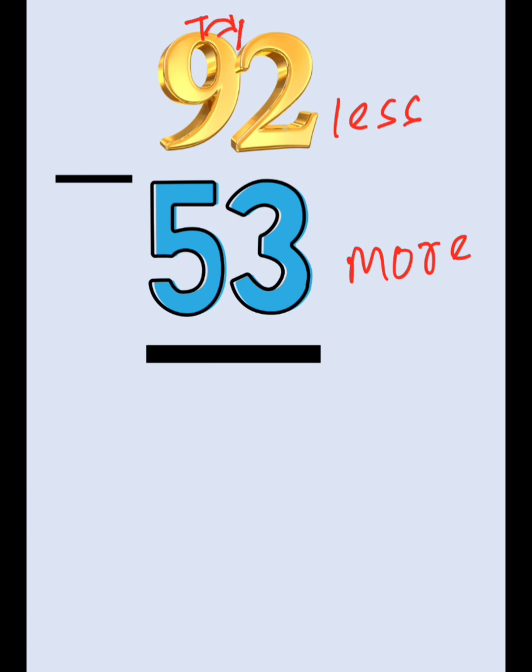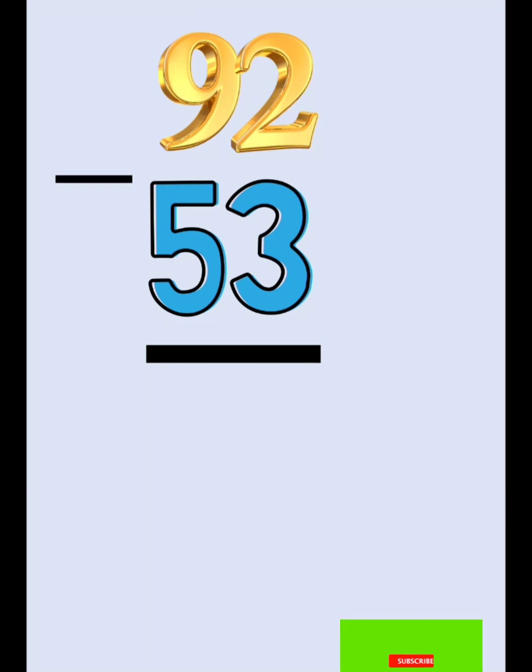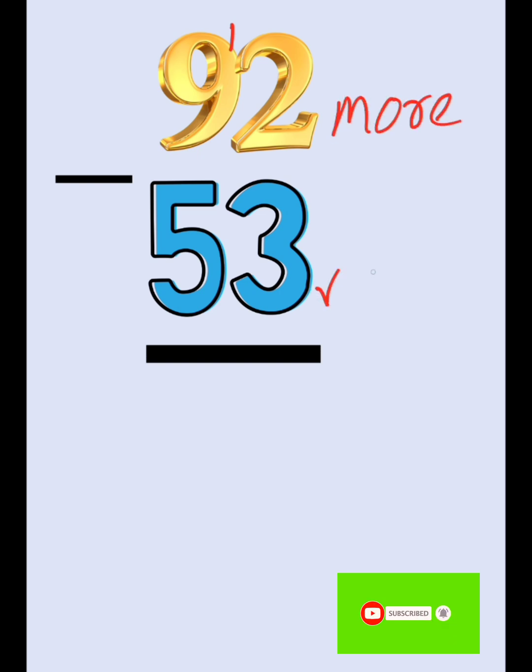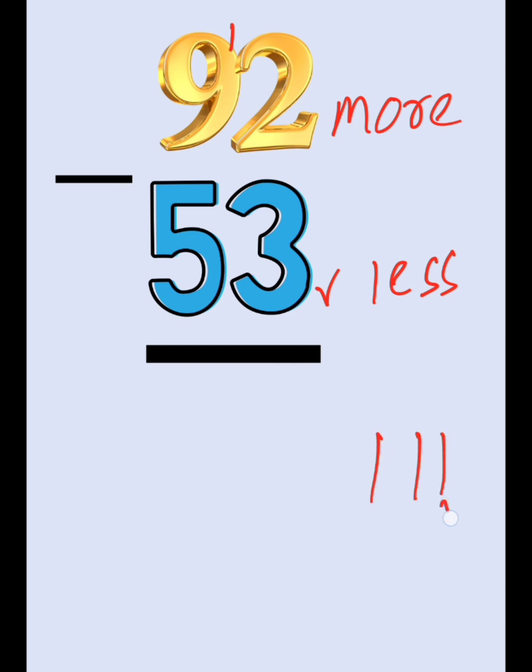So it makes 12. Now is 12 less or more? 12 is more. Now 12 is more and 3 below is less. So 12 minus 3. You have to count back 3 numbers. 11, 10, then 9. Very good. So you are going to write 9 here.